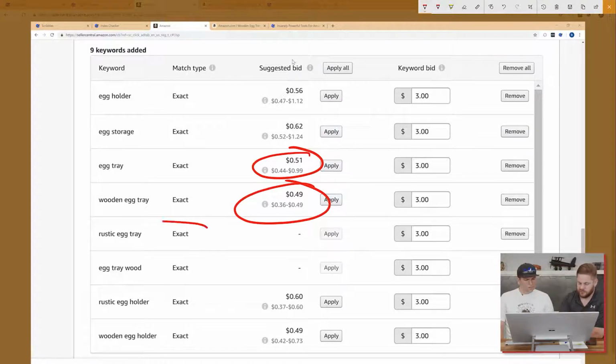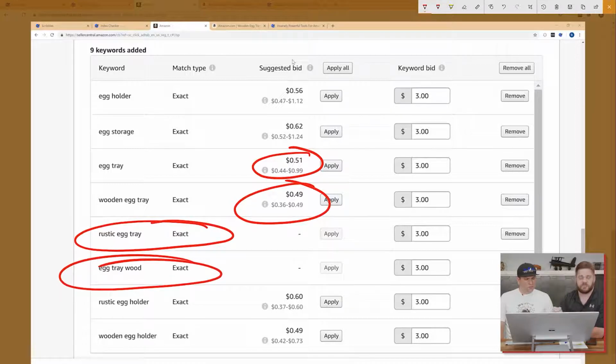There's also a couple things that they're not giving a suggestion. And what that probably indicates is not necessarily that people aren't searching for it, but people aren't indexing for those. So rustic egg tray, I suspect that we'll have some impressions on rustic egg tray. It might be low, but people are still looking for it. So all that means is Amazon doesn't really have a recommendation for us.